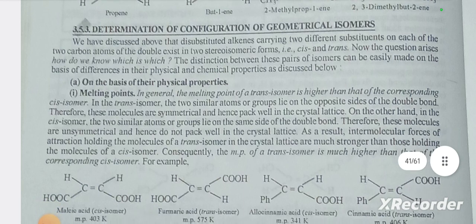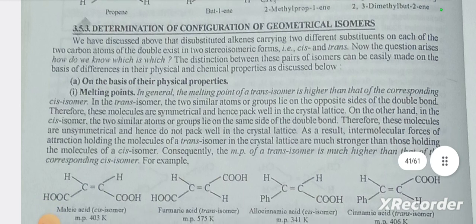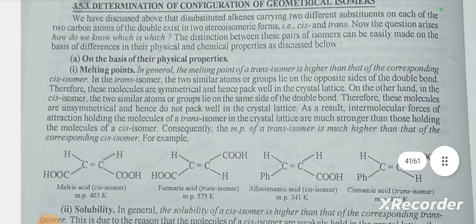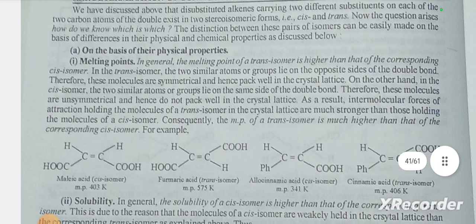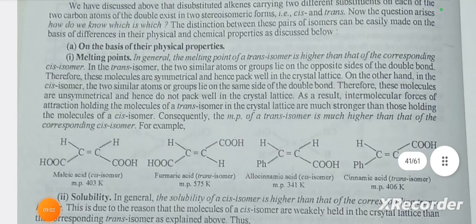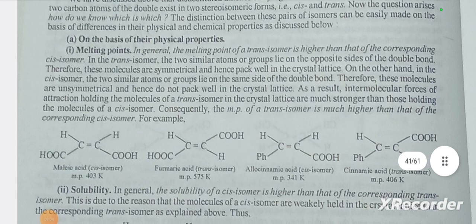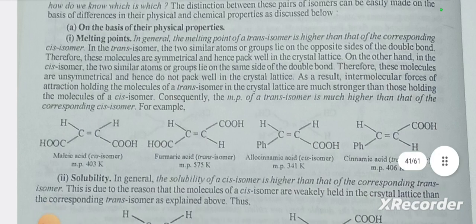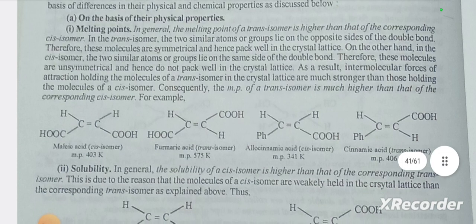Determination of configuration of geometrical isomers. We have discussed that disubstituted alkenes carrying two different substituents on each of the two carbon atoms of the double bond exist in two stereoisomeric forms, that is cis and trans. Now the question arises, how do we know which is which? This distinction between these pairs of isomers can be easily made on the basis of differences in their physical and chemical properties, as discussed below.